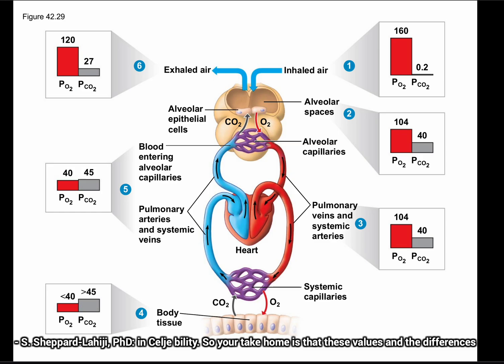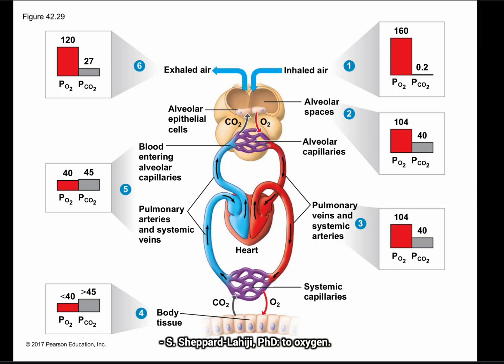So your take home is that these values and the differences that we see as we migrate from one space to the next will let us know the direction that our gases will flow. And the fact that we see a stark contrast between the gradient for oxygen versus carbon dioxide has to do strictly with the level of solubility of the carbon dioxide gas compared to oxygen.